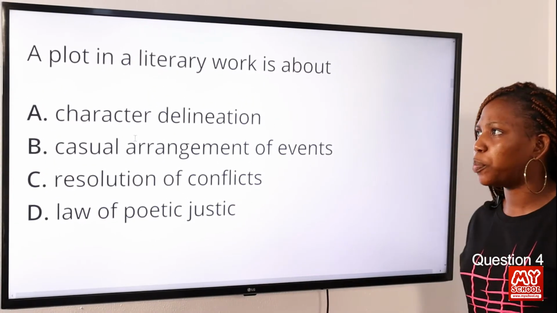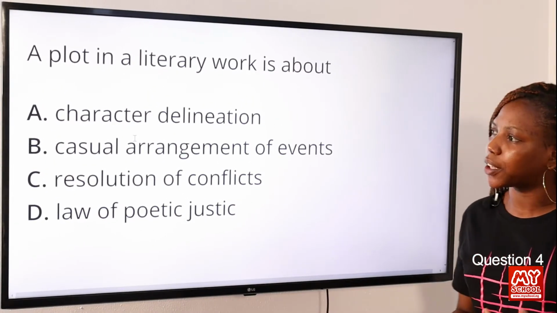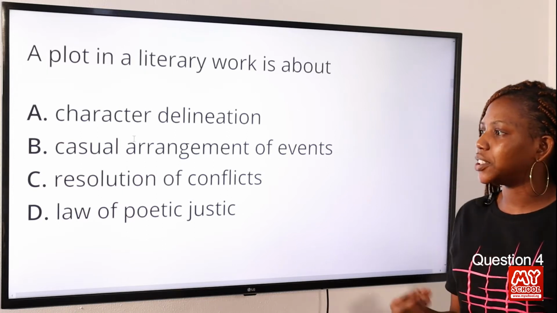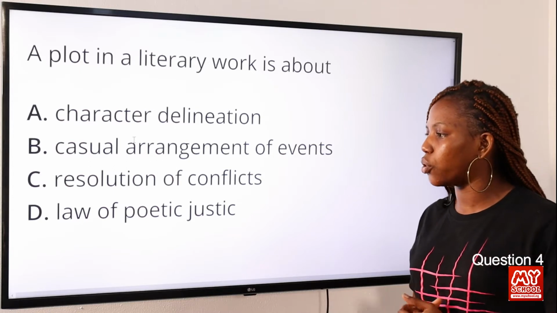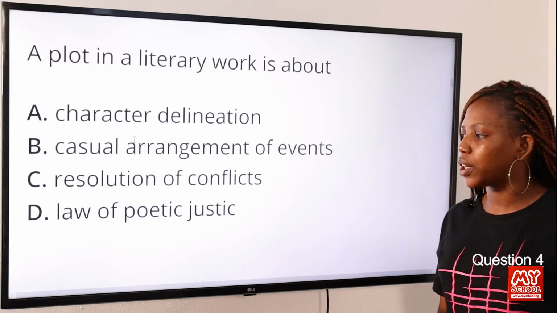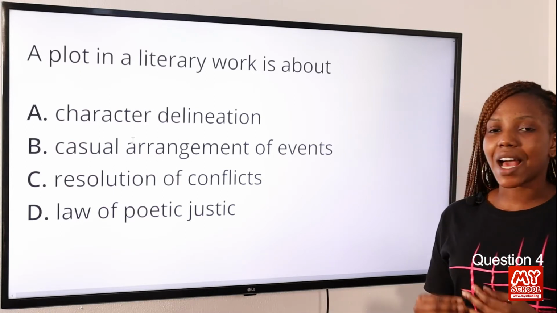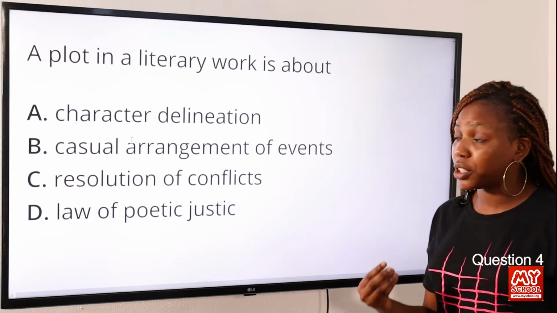Question 4, a plot in a literary work is about option A, character delineation, option B, casual arrangement of events, option C, resolution of conflicts, option D, law of poetic justice. The answer to this question is option B, casual arrangement of events.